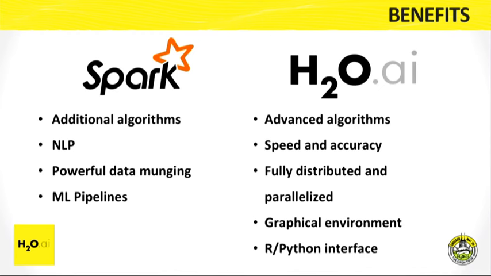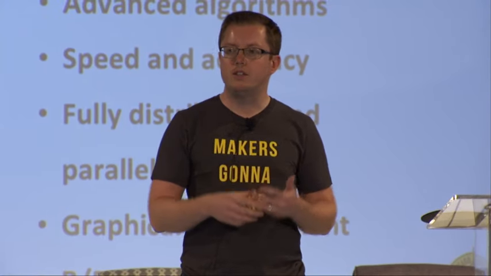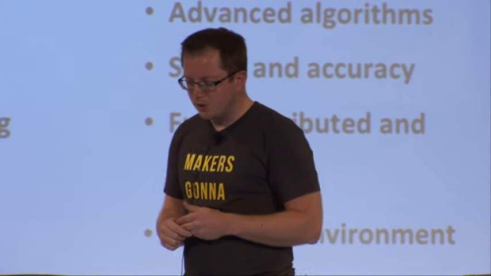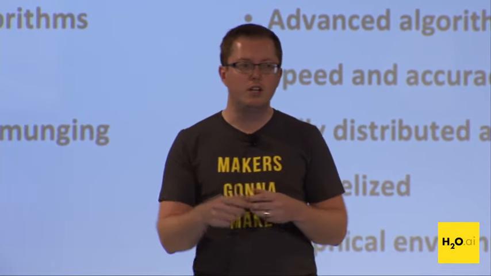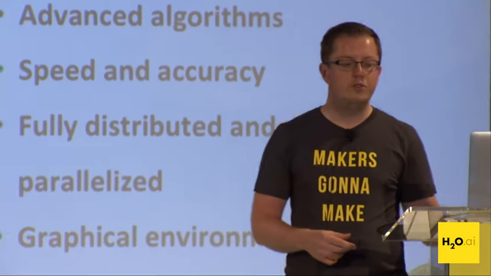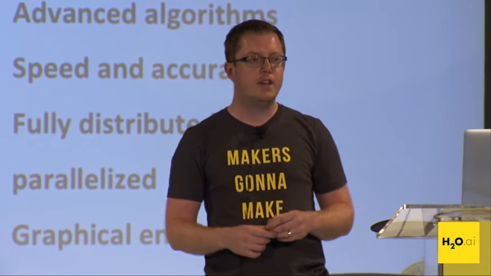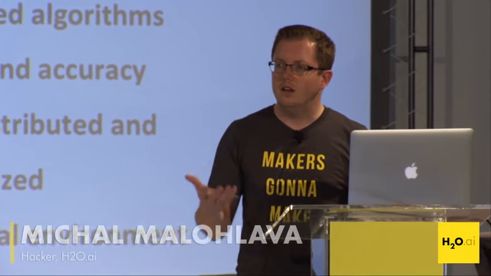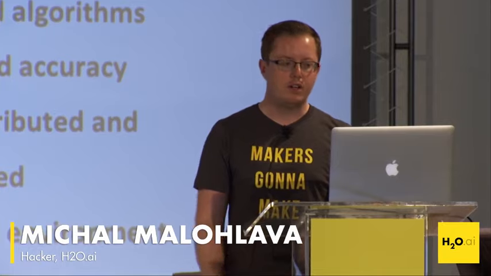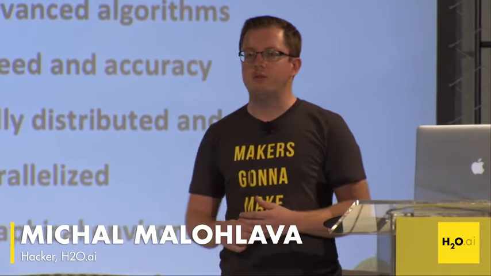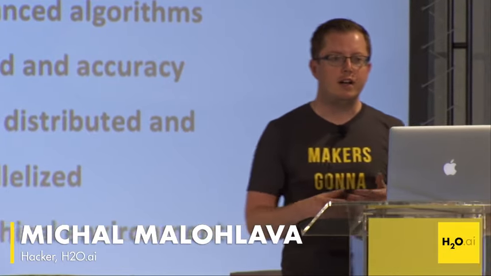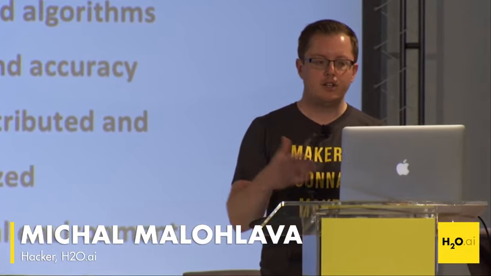On the other hand, in H2O we have algorithms which are really powerful and really tuned with respect to performance and accuracy, and which are fully parallelized and distributed. You also saw that we have a lot of advanced features in the algorithms, like different stopping criteria, so you can say, I'm just interested in the models which are built, let's say, in 2 minutes with this error. That's our goal, to have really powerful machine learning. We also provide the graphical environment Flow, which you see, and also R and Python APIs, which you can implicitly use with H2O running on top of Spark.